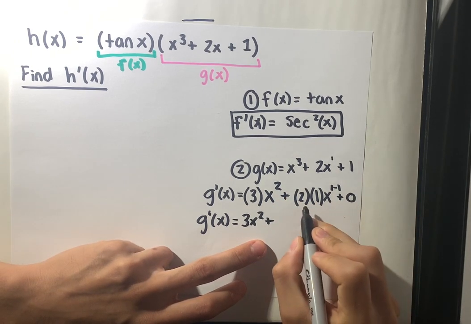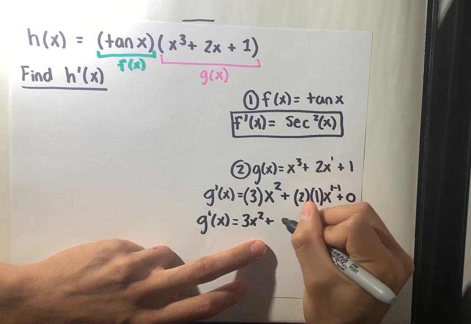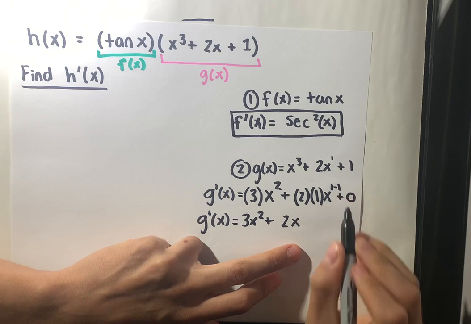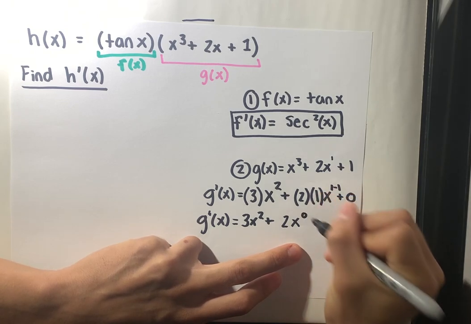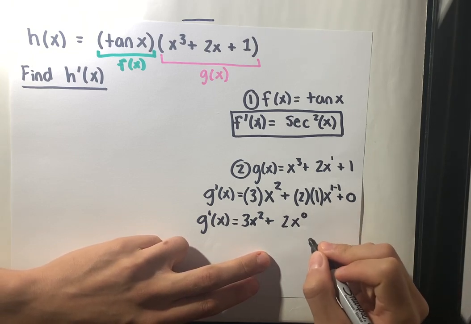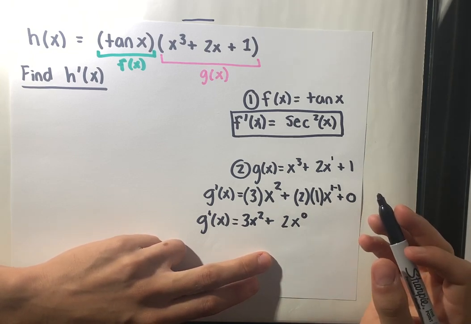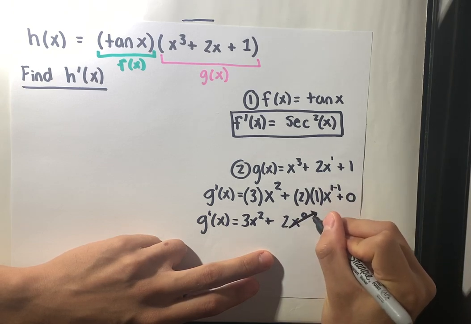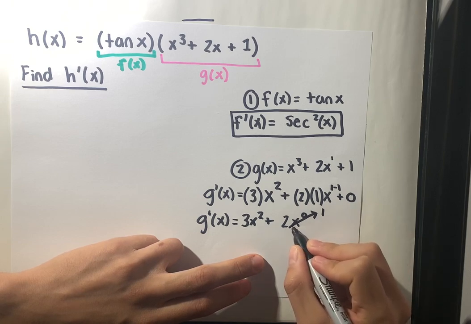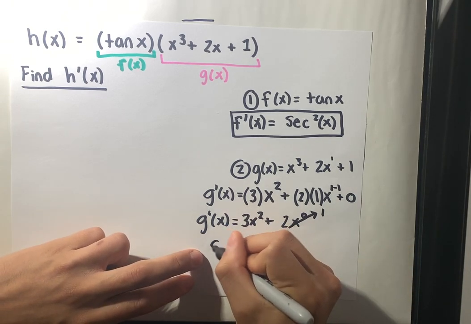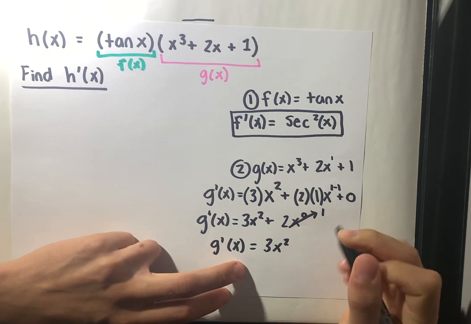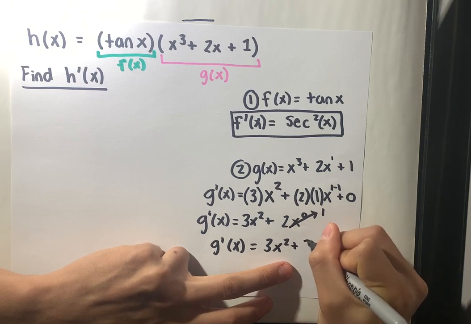Now let's go into this one. So we know that 2 times 1 is 2. And we have x to the power of 1 minus 1. And 1 minus 1 is 0. Now we know from algebra that x to the power of 0, or anything to the power of 0 in fact, is just 1. So we have 2 multiplied by 1 in this case, and that's just 2. So now your final derivative for the g function, or g prime at x, is 3x squared plus 2.